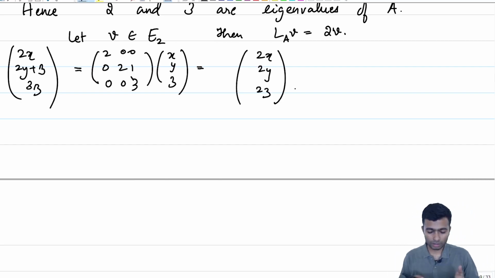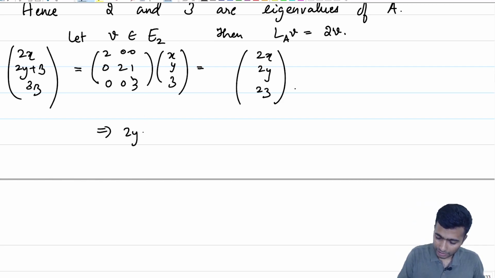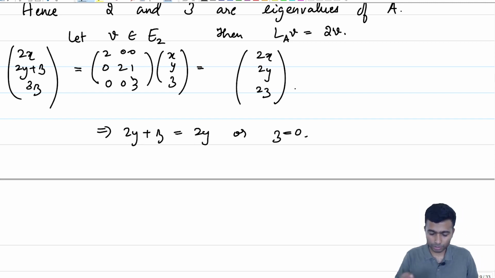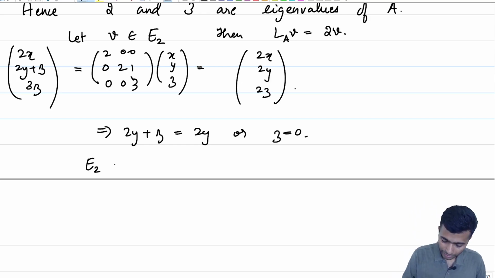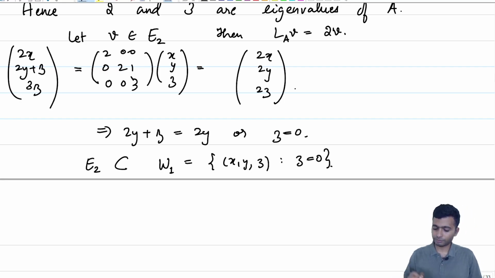And what does that mean? This means that 2y plus z is equal to 2y, or z is equal to 0. The third equation also says that z is equal to 0. So, that means E2 is contained in W1, which is the set of all x, y, z such that z is equal to 0.